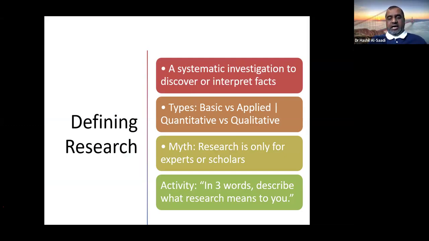Okay, what is research? We're trying to put things together here. And remember, this is only an introduction, our first session on reflective thinking and research methods. We're not going down much into designs, okay, but just a quick definition.